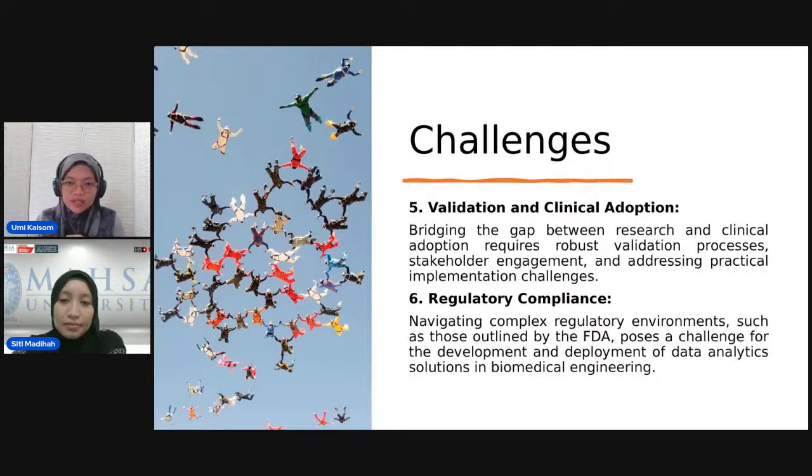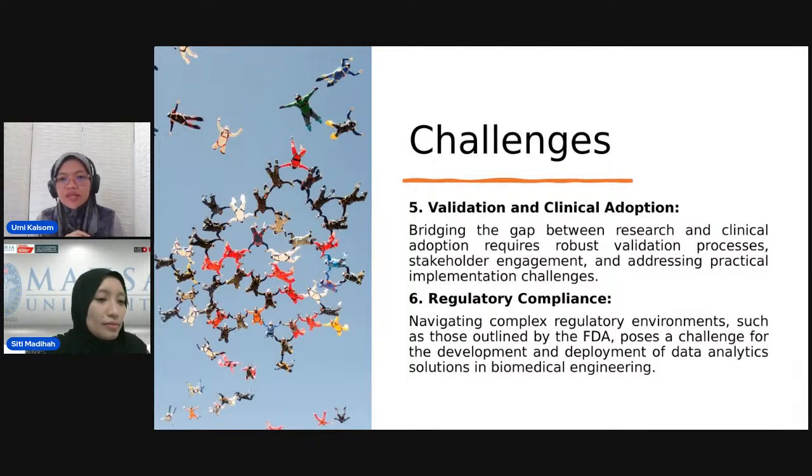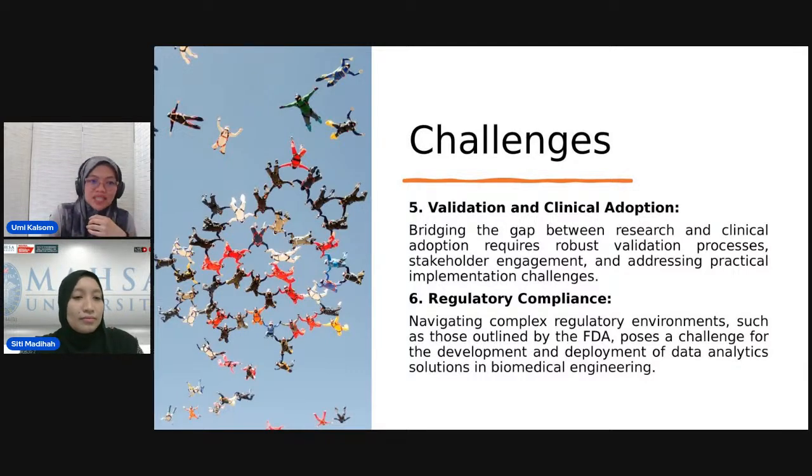And finally, regulatory compliance. Navigating complex regulatory environments, such as those outlined by the FDA, poses a challenge for the development and deployment of data analytics solutions in biomedical engineering. It's really time consuming. Even to get ethics approval, it may take a year. To comply with all the regulations is a huge effort, but still we need to follow it. And that's why it becomes a challenge.